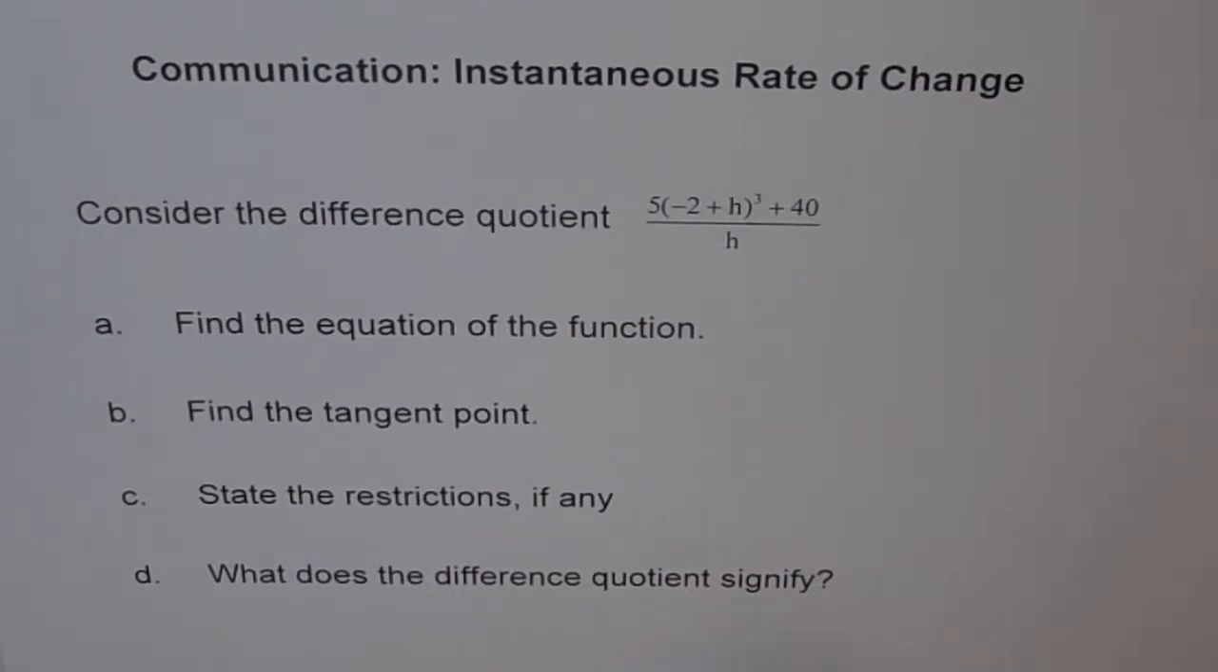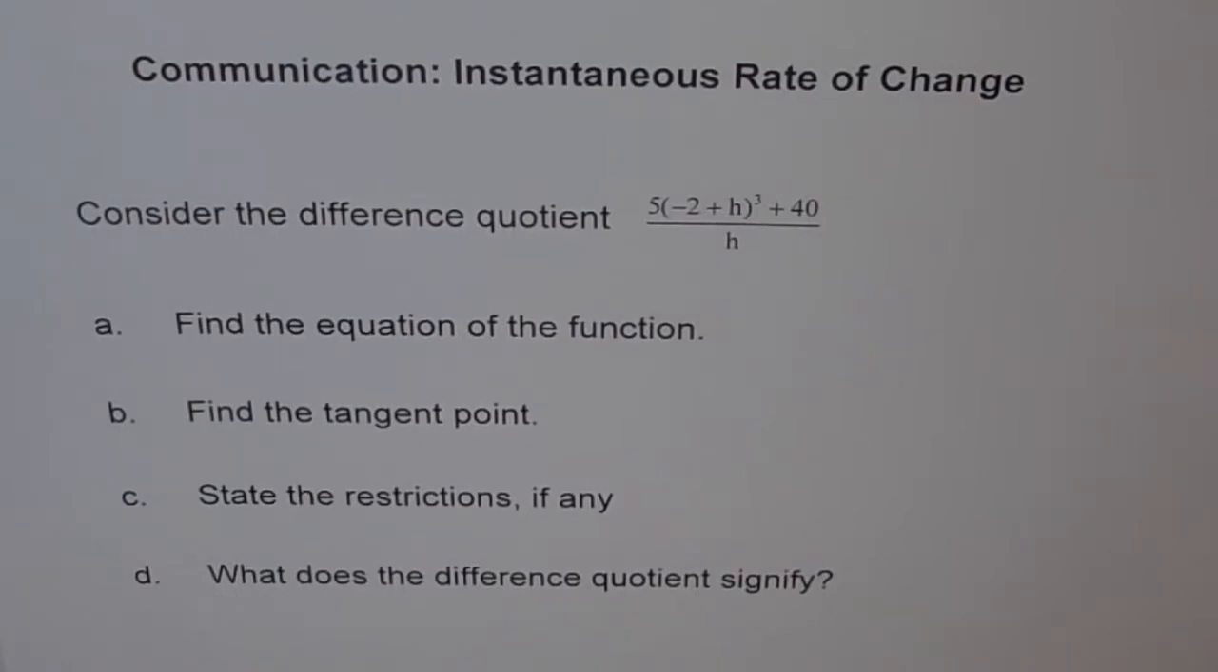Now, the questions related to this are: find the equation of the function, the original function, for which this difference quotient is given. Find the tangent point. State the restrictions, if any. What does the difference quotient signify?